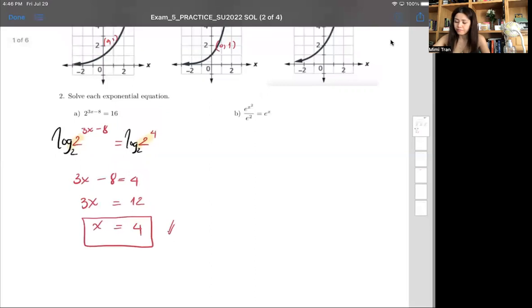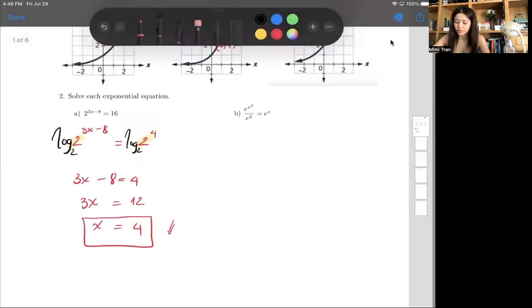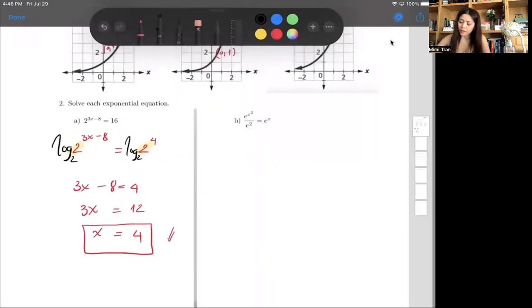B, let me draw a little line here. B, I have e to the x squared divided by e squared equal to e to the x.